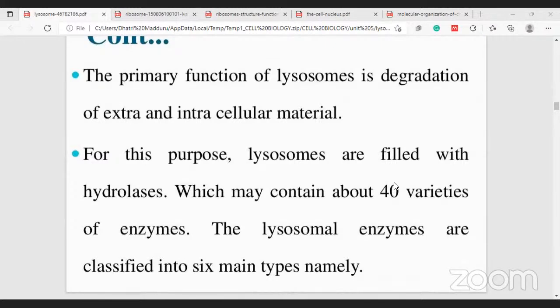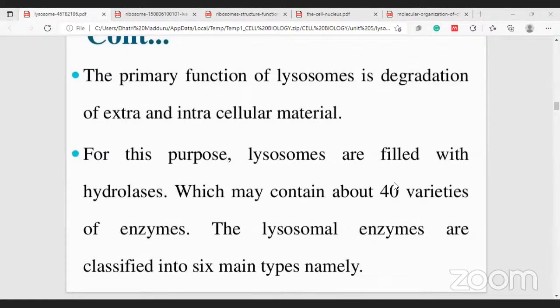After every 20 days, they have to be removed. Then new cells will be formed. So like that, every cell will have a certain lifespan. Some may get damaged during some injury or something like that. So whatever it is, when it has to be degraded, the lysosomes play an important role.